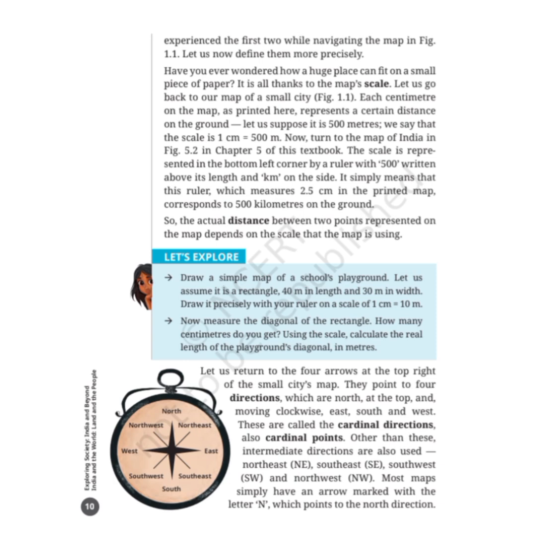Let us return to the 4 arrows at the top right of the small city's map. They point to 4 directions, which are north at the top and moving clockwise east, south, and west. These are called the cardinal directions, also known as cardinal points. Other than these, intermediate directions are also used: northeast, NE, southeast, SE, southwest, SW, northwest, NW. Most maps simply have an arrow marked with the letter N, which points to the north direction.